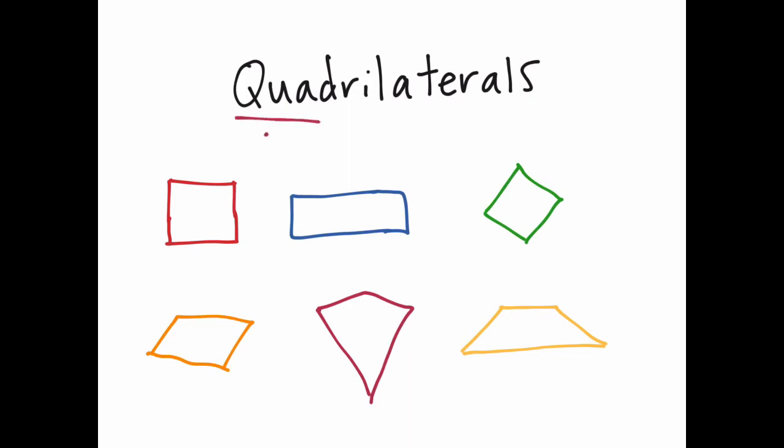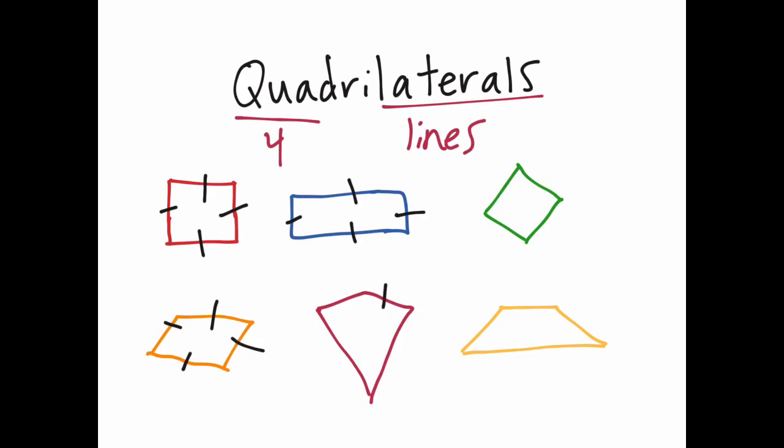The prefix quad means four, and the word laterals means lines. So this means four lines, specifically any two-dimensional figure with four lines. As you can see, all of these, even though they look extremely different, and they are all different in a lot of ways, they do all share one thing in common, which is that they can be classified as a quadrilateral because they have four lines. Now we are going to be talking about some different ways we can classify these into subcategories based on different attributes that each one of these shapes has.